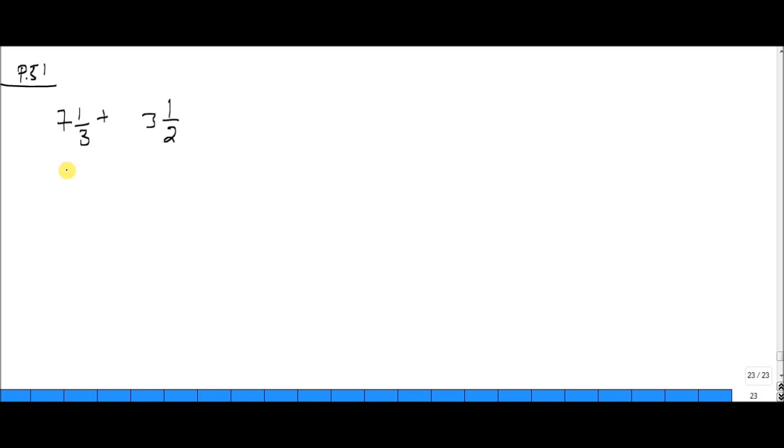We're on page 51 and we're going to look at how we add and subtract mixed numbers. Okay, there are different approaches, but basically we need to work out our fractions. If they are unlike, then we need to find the common denominator for them, work that out, and add or subtract our whole numbers as the case may be.